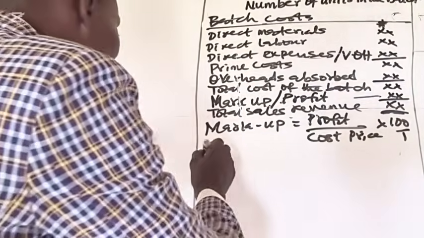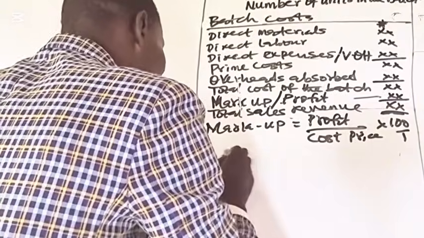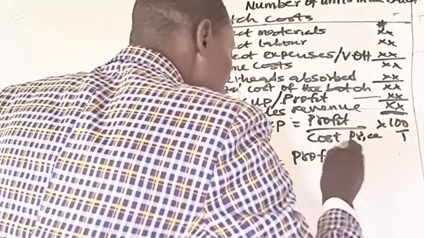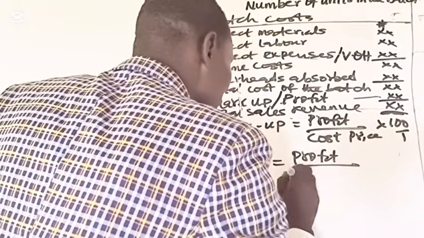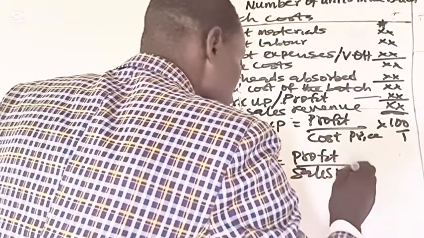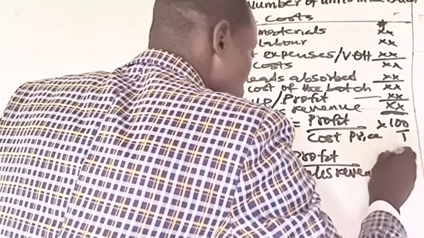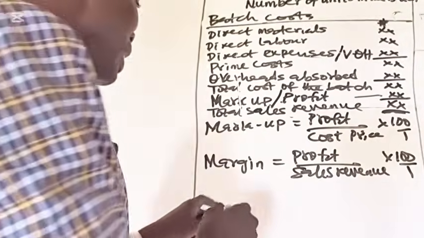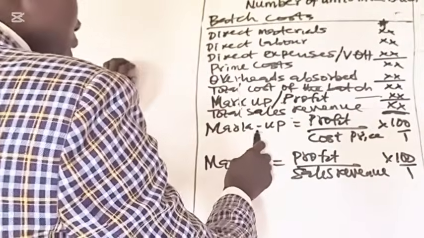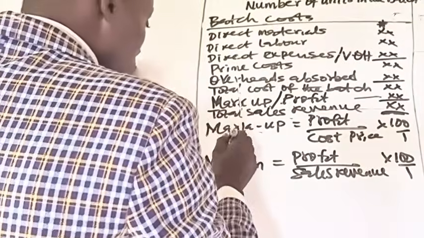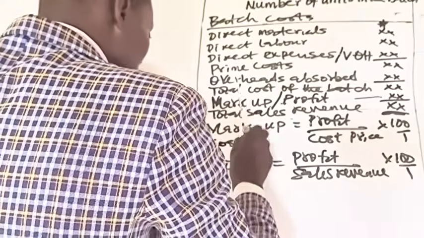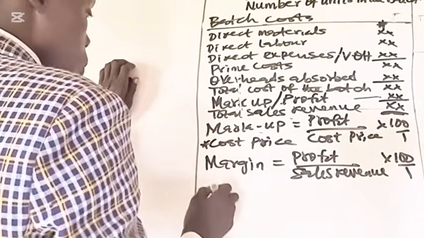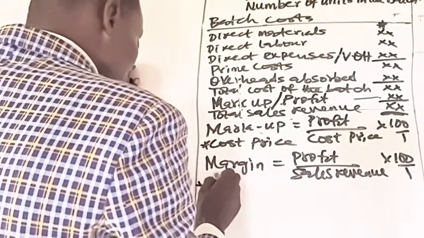But for margin, that is profit over sales revenue times 100. Markup is a profit expressed on cost price. Markup is always calculated on the cost price, while margin is always calculated on sales revenue.